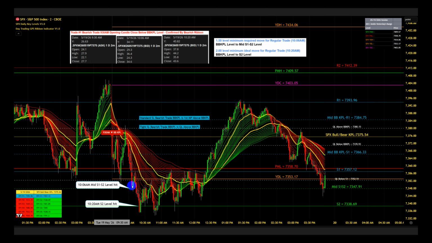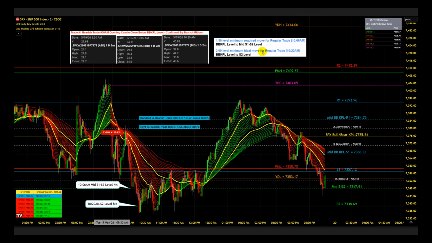On the close of the 10:06 a.m. candle, after it hits the mid S1, S2 level, you can see here the bid is now $34.60 on the close of this candle. So the difference between those two is the profit if you exited 100% at this 1.5 level move in your favor.